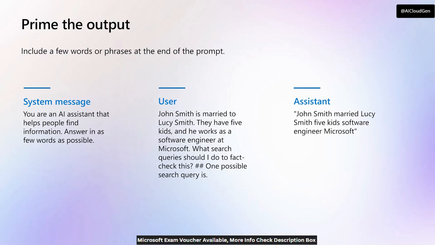So you can just prime the output exactly what you're looking for, saying give me the response in bullet points or give me the output in JSON. So these are some instructions you can give the model on exactly how you are looking for the output.